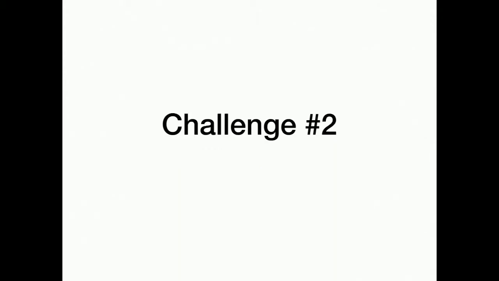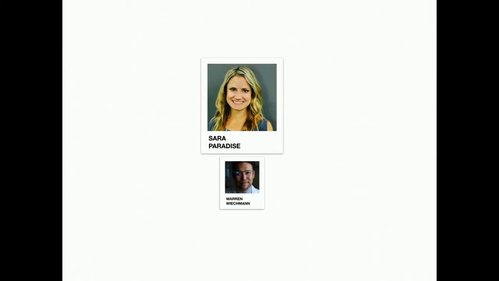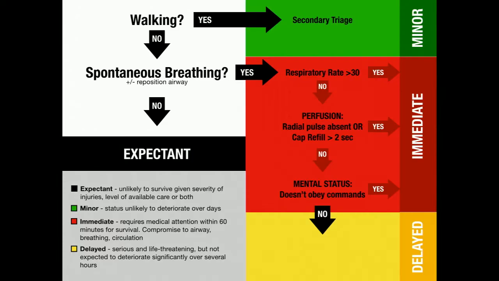So challenge number 2 was taking a really boring flowchart and making something fun out of it. So Sarah and Warren. Yeah, the way that Warren designed this one was basically just to make it very color-coded. I think it's really easy to look at this and immediately be able to go down your algorithm and see what the different triage levels are and what you would do as an action.